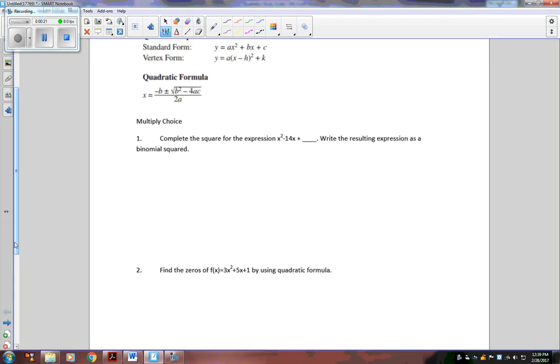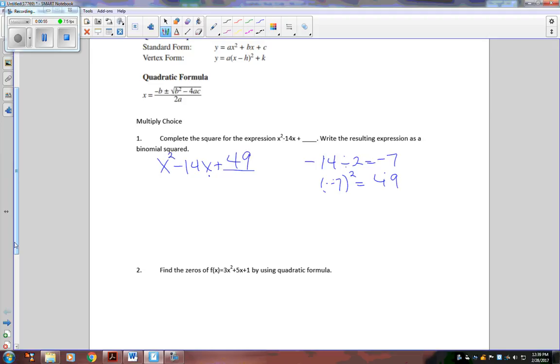Okay, number 1 asks you to complete the square and to write the resulting expression as a binomial squared. So when you're completing the square, you have to take half of your linear term. That means the term that has an x, not an x squared, but an x multiplied by a number. So you take half of that number. So negative 14 divided by 2 is negative 7. And then you take that negative 7 and square it, which gives you 49. That's the number that goes in the blank.